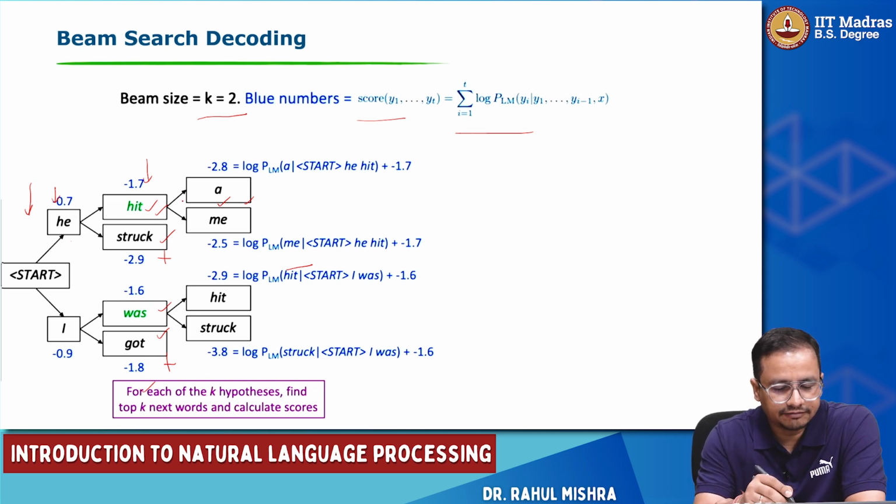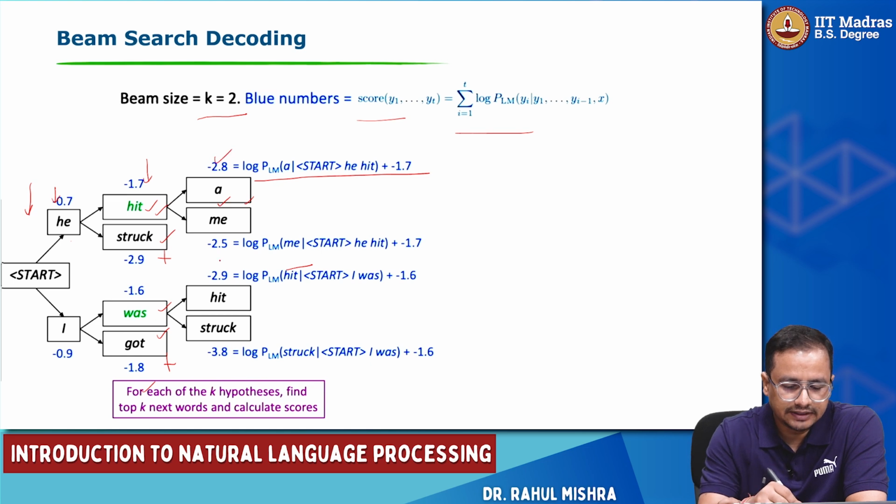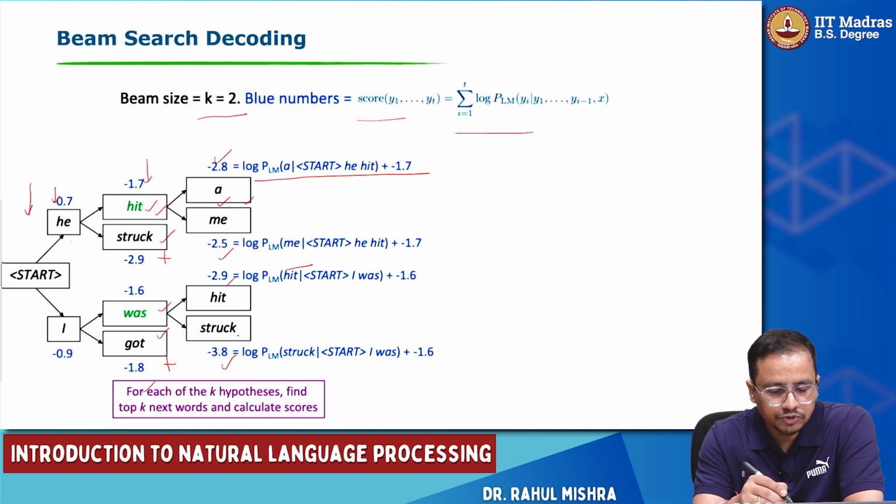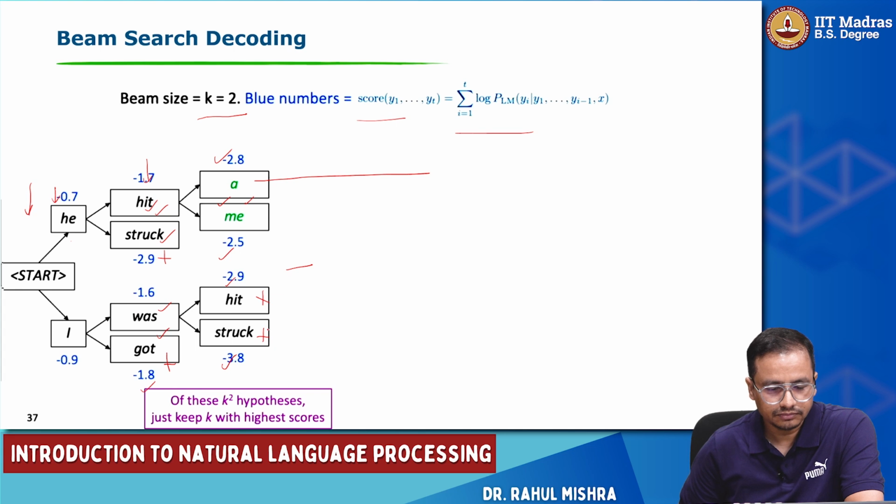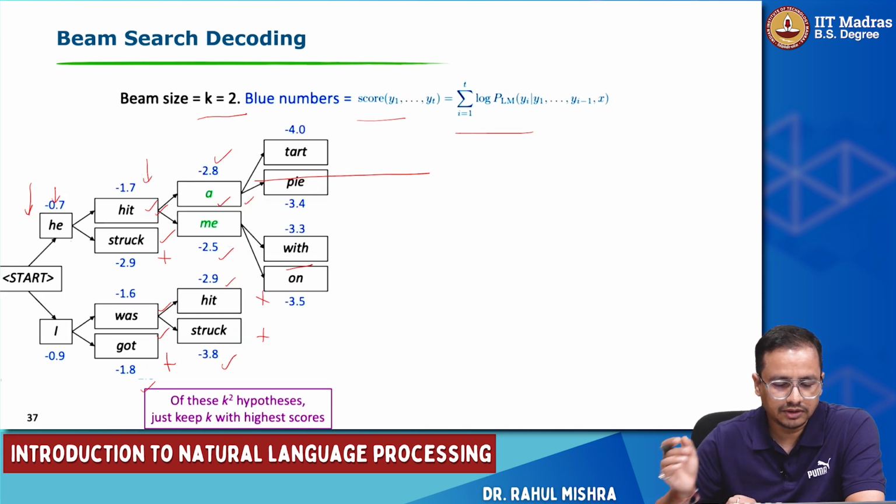Now after hit, we generated again two probable words from the vocab, and in the case of was also we generated two probable words from the vocab. Let's say they are a and me in the case of hit, and hit and struck in the case of was. We apply the same formula, we add the previous cumulative probability and we get the new probability here, and we see that the top two probabilities are minus 2.8 and minus 2.5. So we'll select only a and me, we'll prune hit and struck, so we won't explore them. These are selected and we explore a and me.